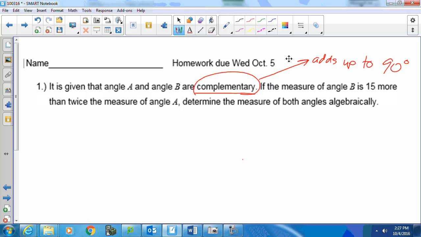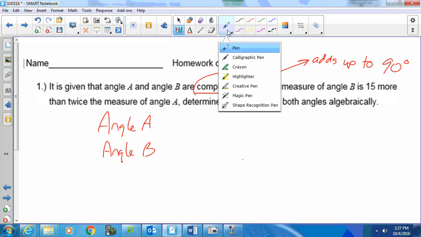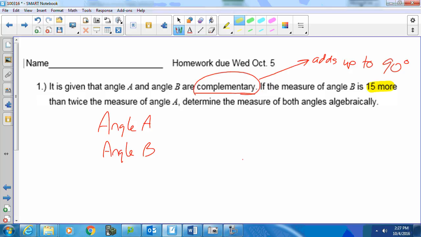So it says if the measure of angle B is 15 more than twice the measure of angle A, determine the measure of both angles algebraically. All right, so let's start with the angles. We're going to have angle A and angle B. It says more about angle B than it does about angle A. Do you notice how it says that angle B is 15 more than twice the measure of angle A? So they're actually telling you more about angle B.